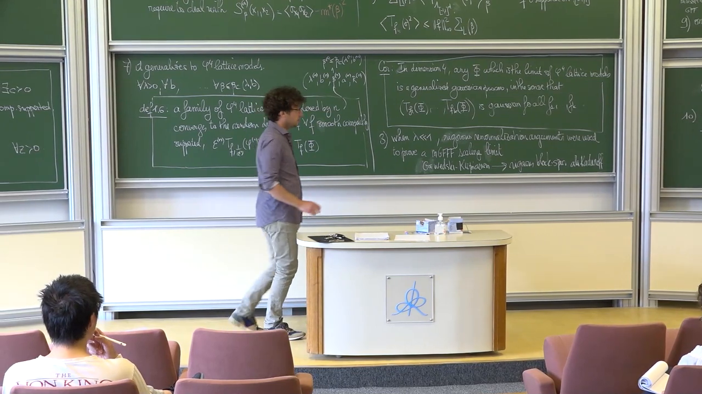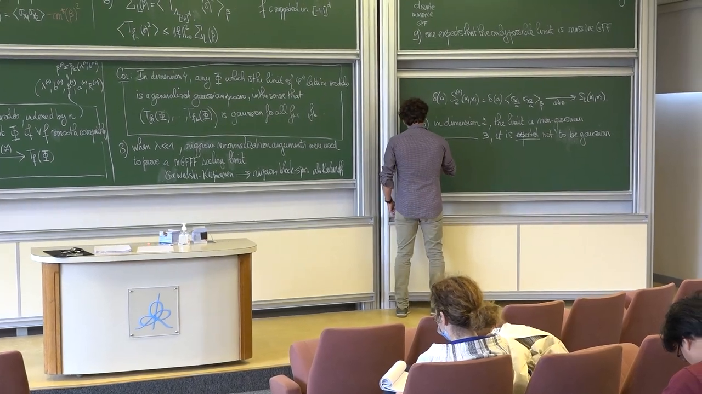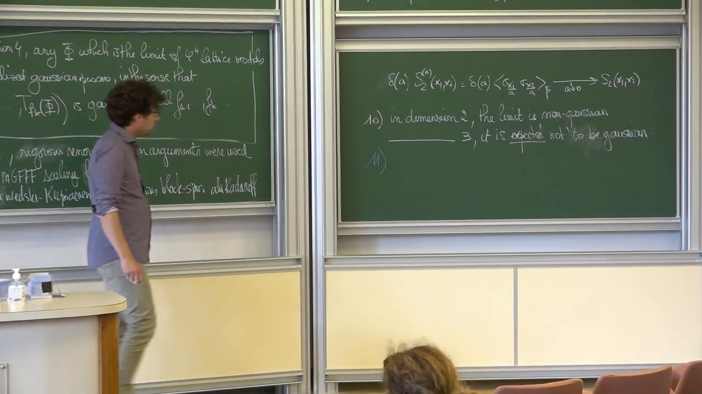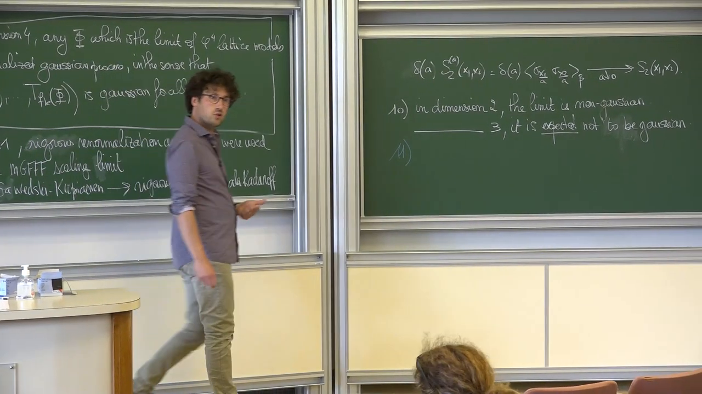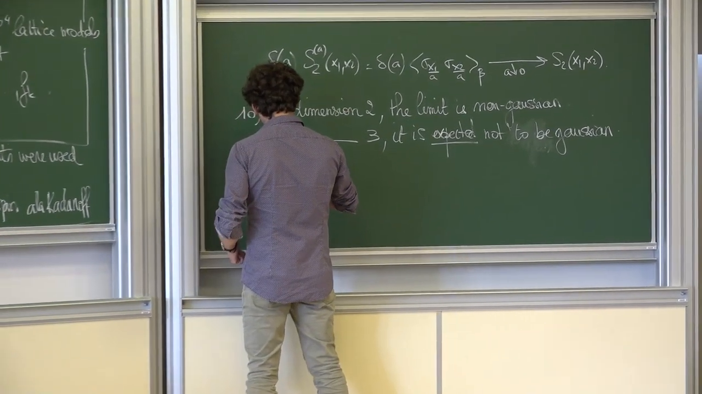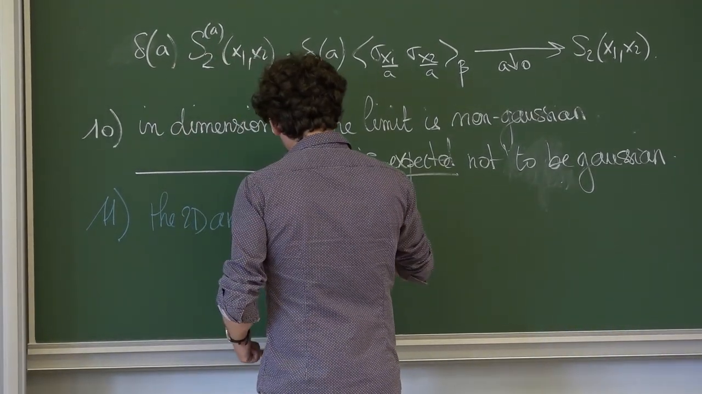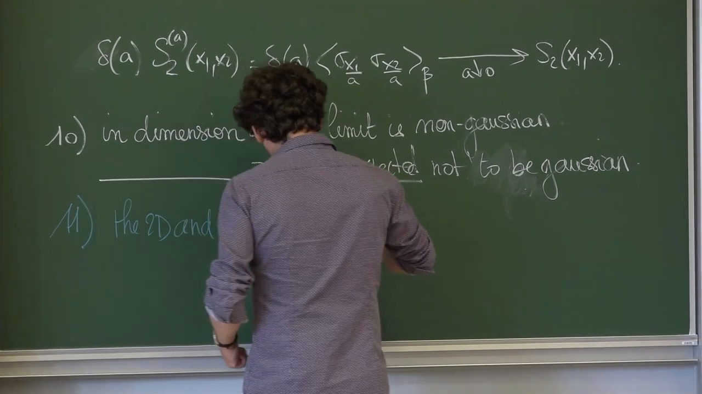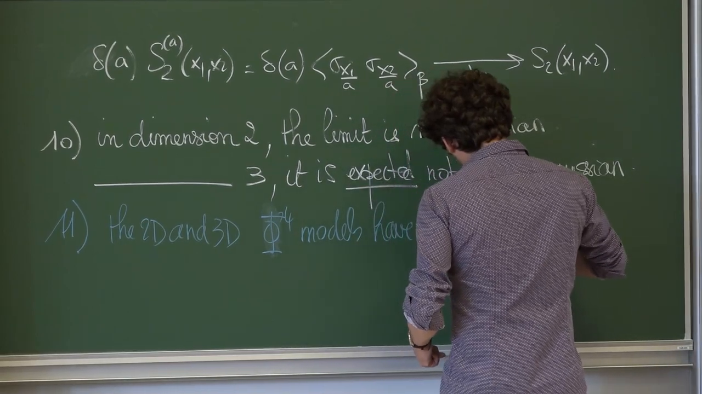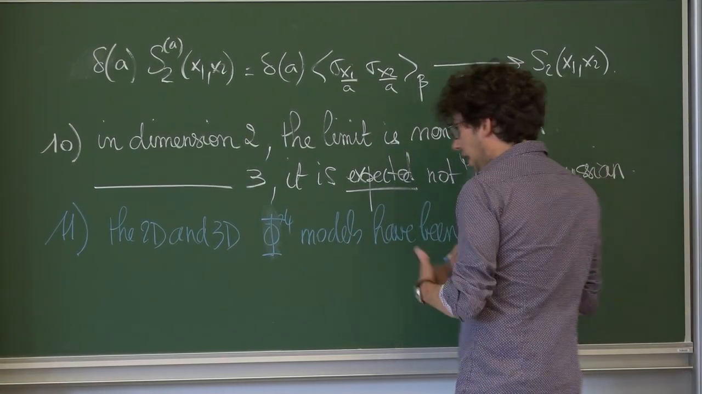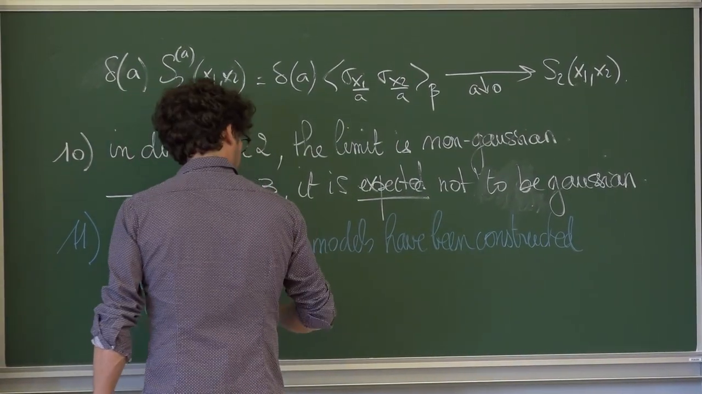And I should say that the fact that it's expected to be non-Gaussian, and that it's non-Gaussian here, resonates with the 11th and last comment, which is that the phi four models in 2D and 3D, really the continuum ones, have been constructed rigorously and have been proved to be non-trivial.